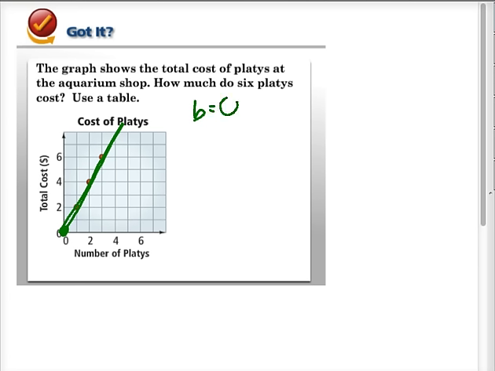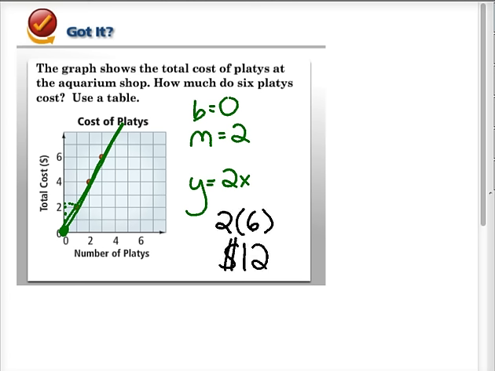So your b is 0. That slope, rise of 2, run of 1. So your slope is 2. Or again, that would be what you're adding every term in the table. And you can write this expression for me. And again, do you need the 0? Not really. And then you can say, oh, I want 6 of them. So 2 times 6, they're going to cost $12.